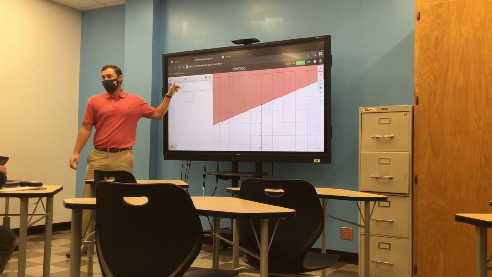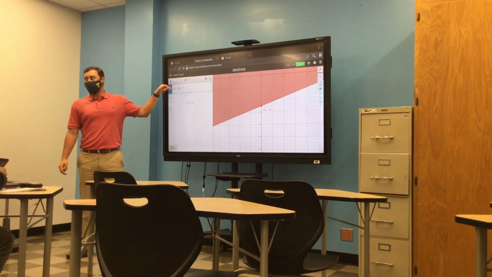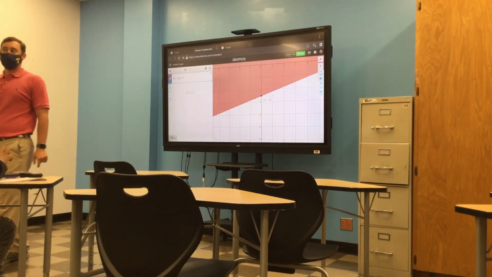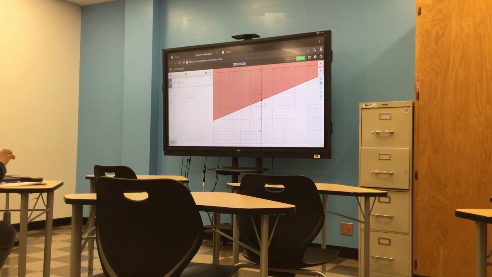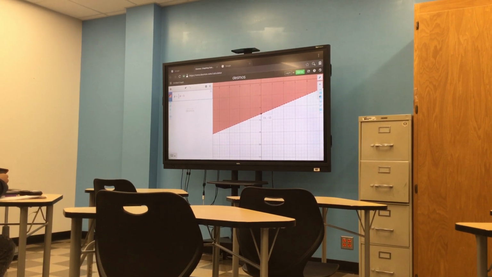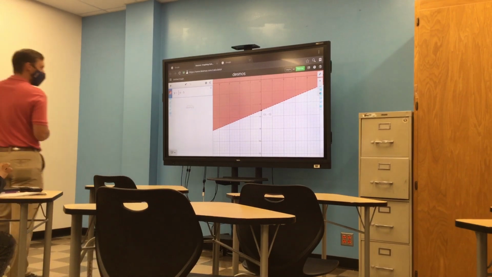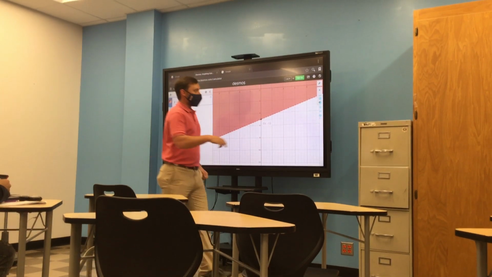What is your slope? 1/3. So you're going to go up one space to the right 3. I want you to graph this on your paper. I should see everybody graphing this, and make it look like this. Shade above, you need a dotted line, and you've got a point at (0, -5).